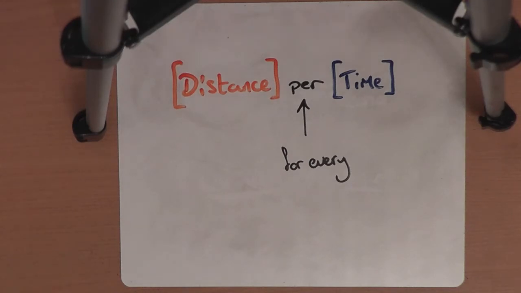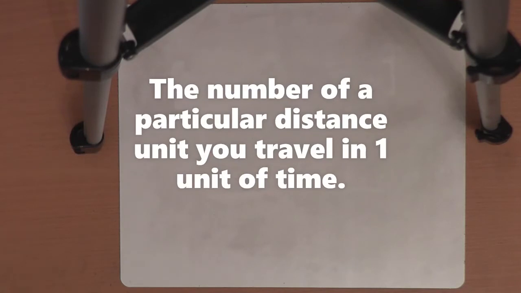And why does that make sense? Well, surely, if we just think about what speed is, surely speed is just a measure of how far you go in a given amount of time. The slower your speed, the less distance you travel in a given amount of time. The faster your speed, the more distance you cover in the same amount of time. So we can narrow all of that down to say that a decent definition of speed would be that speed is the number of a particular distance unit you travel in 1 unit of time.